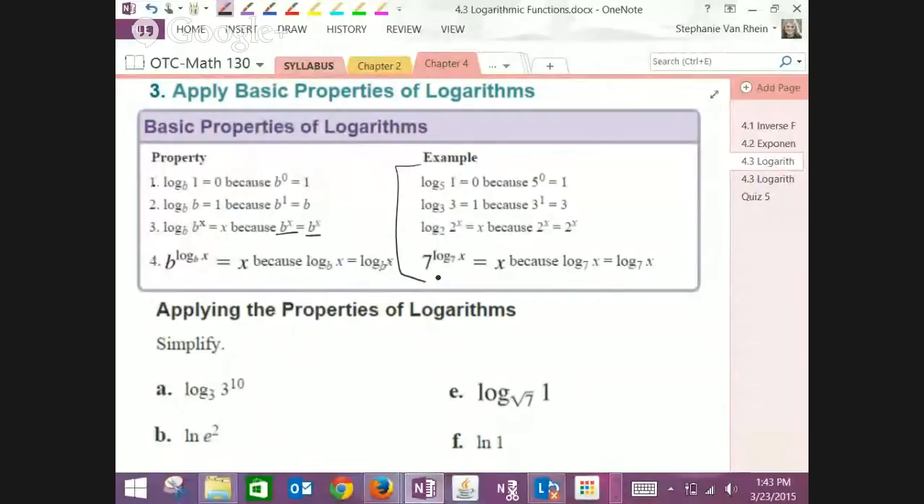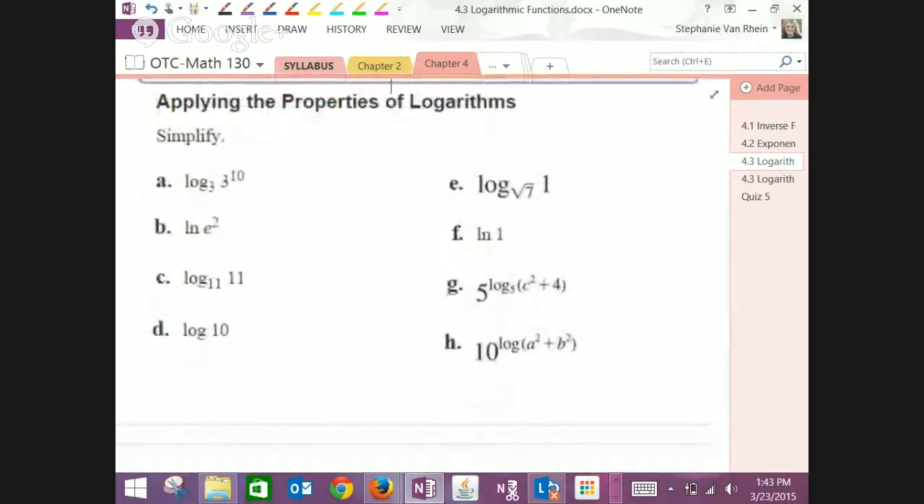You can see this? Log base 2 of 2 is going to cancel out, it's going to equal x. 2 to the x equals 2 to the x. So agreed that most of your calculators can do this, or some of your calculators can do this, but let's actually go through and calculate these. Log base 3 of 3 to the 10. Log base 3 of 3 cancels out, and I'm left with 10.